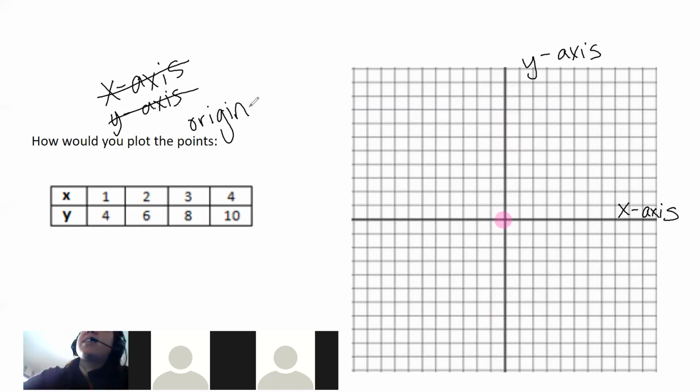Good, very good. That is the origin. It is also known as what coordinate point? What is the origin known as? Yes, 0, 0. Good job.